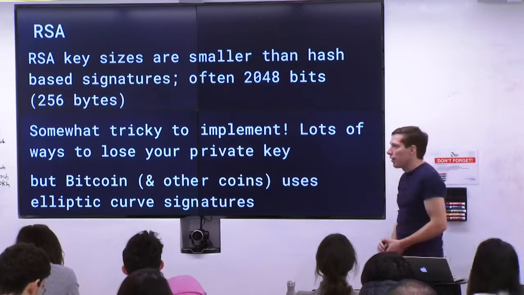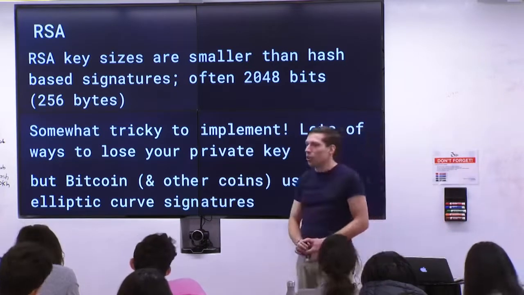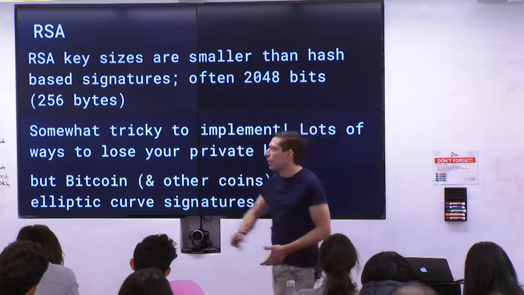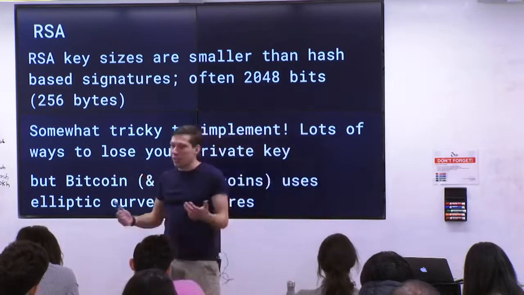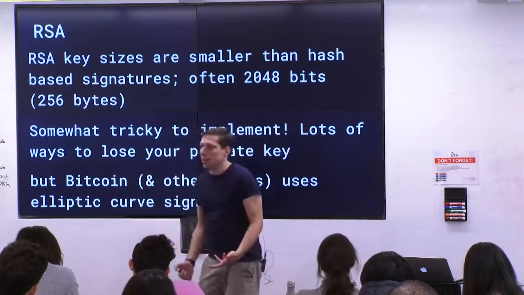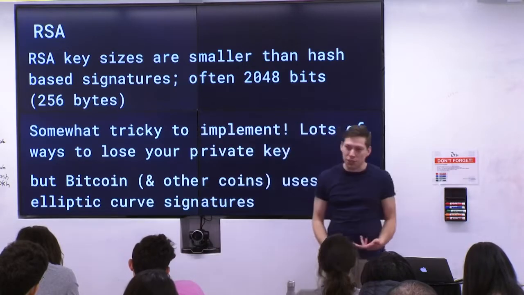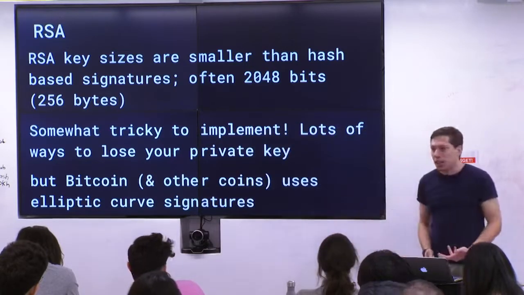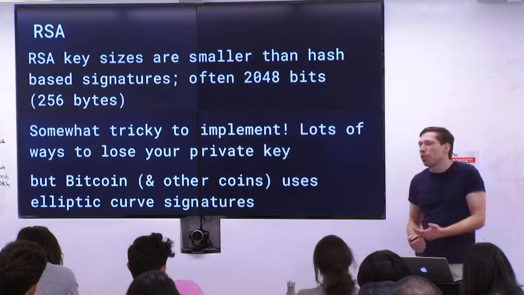One thing about RSA is that it's a little tricky to implement, right? There's a whole bunch of weird math there. It's not like the Lamport signatures where it's like, okay, I have a hash function, use it, right? It's kind of hard to shoot yourself in the foot with the Lamport signature scheme. You can, right? But it's sort of obvious if you do.